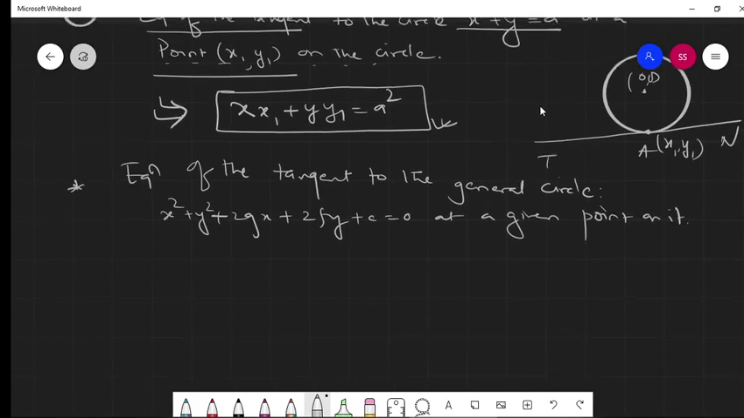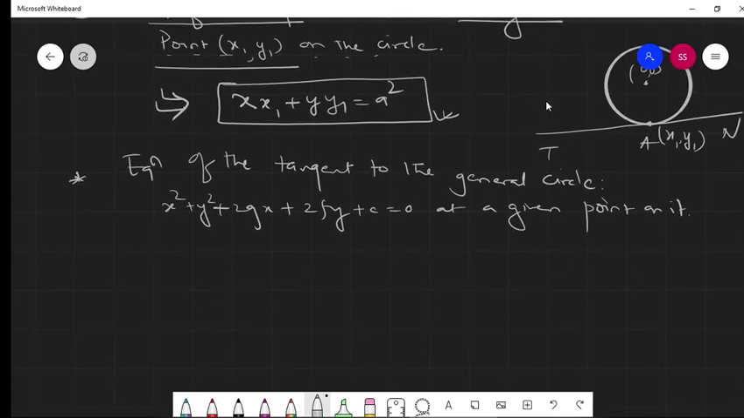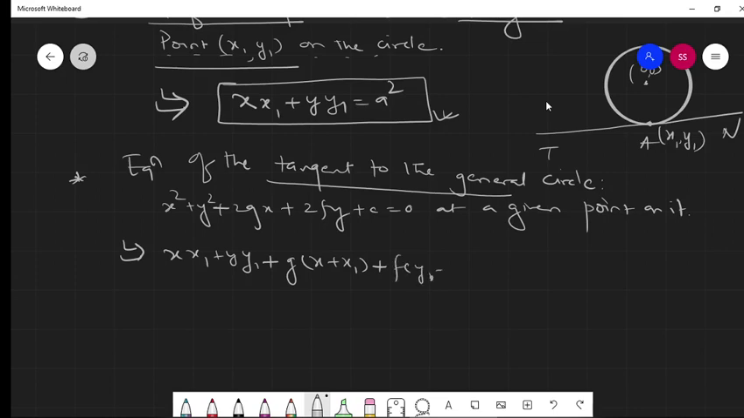In this case, the general circle, you can write this formula: x x1 plus y y1 plus g times x plus x1 plus f times y plus y1 plus c equal to 0. This is the equation of the tangent in a general circle.